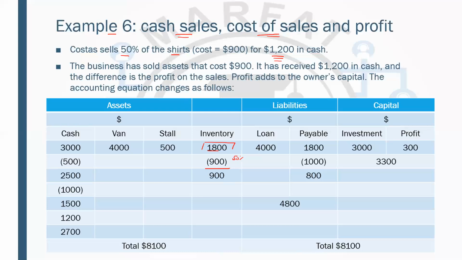So the cost of sales was 900, and we sold these 900 worth of shirts for 1200, thus making a profit. So 1200 minus 900, income minus expense, is 300. Now this 300 is the profit which will be added to the capital, and 1200 will be added to the cash.